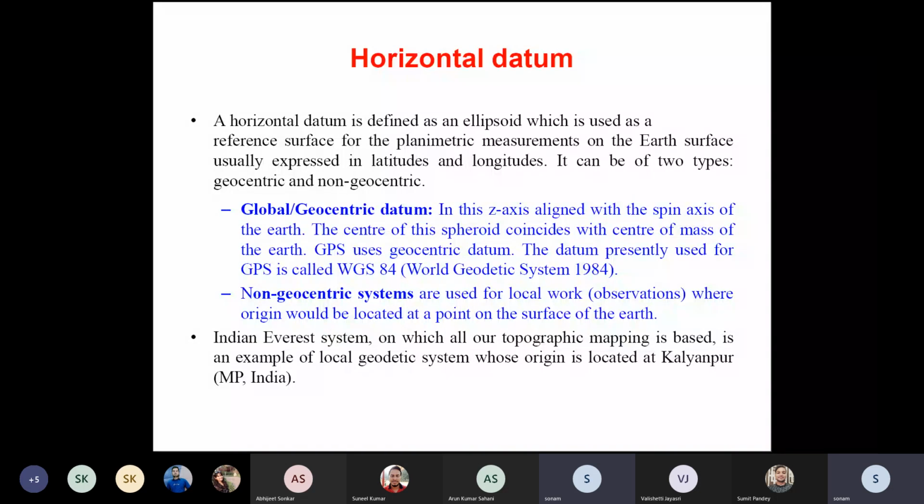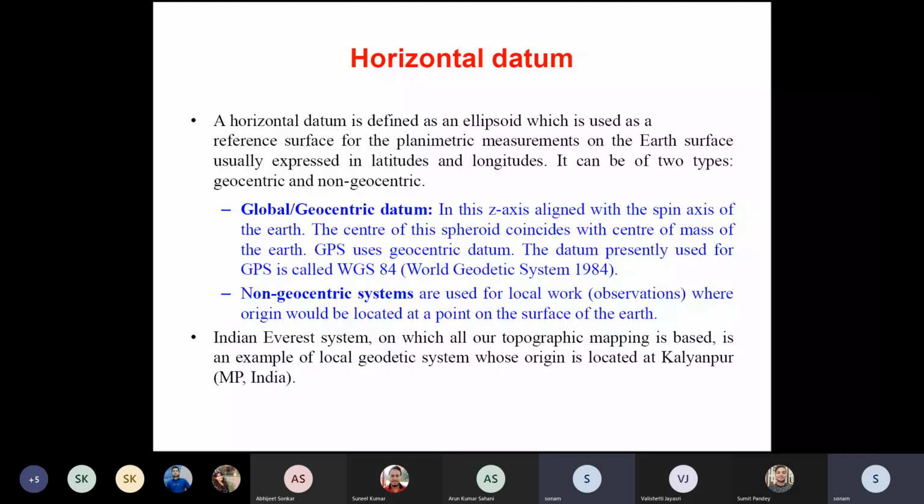A geocentric datum is used for global measurement. That's why GPS uses the geocentric datum. Write down this in your copy: GPS uses the geocentric datum for horizontal measurement and the geodetic datum for vertical measurement. Another term is the non-geocentric system. When we go for local observations, there are non-geocentric systems.